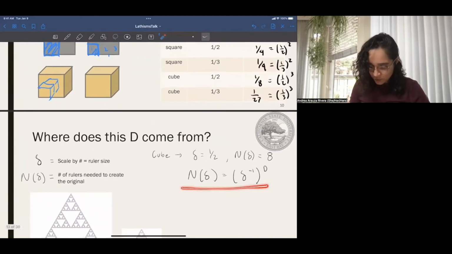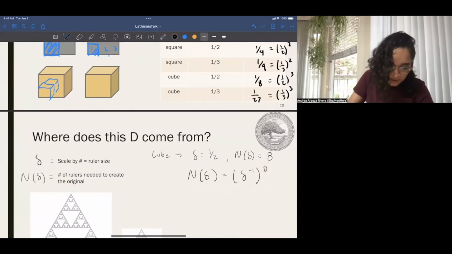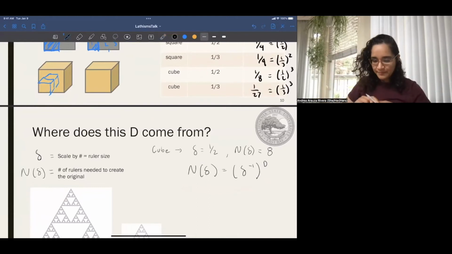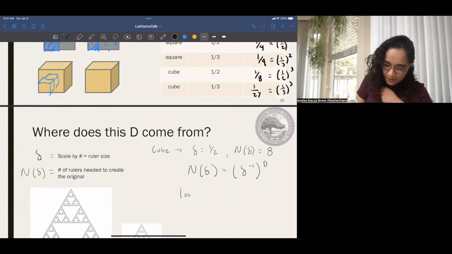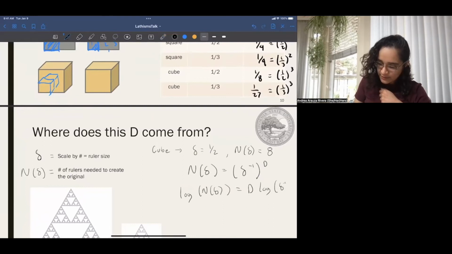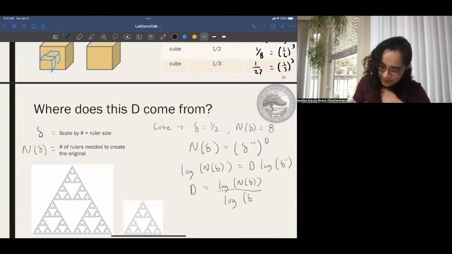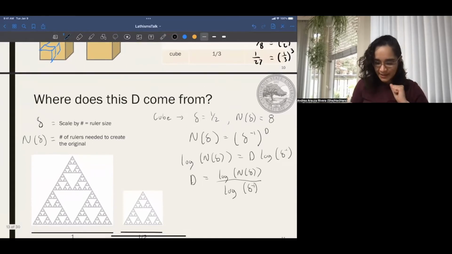Okay, so using this equation here, we can solve it for d. So we can take some logs. So this is where you can see these logs coming up. So if I take log of both sides, right, I get something like this. That d comes forward, so I get log of delta to the minus 1 here. And if I just solve for this d, I get log n of delta over log of delta with a little minus 1 in there. And so I get something like this.